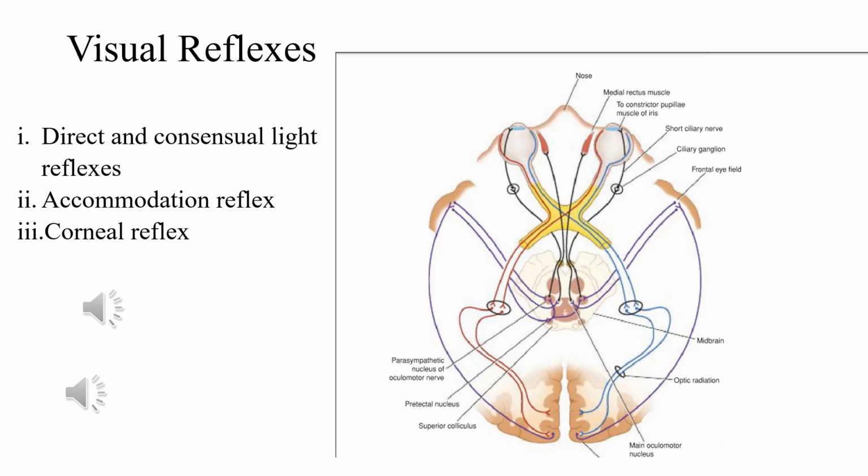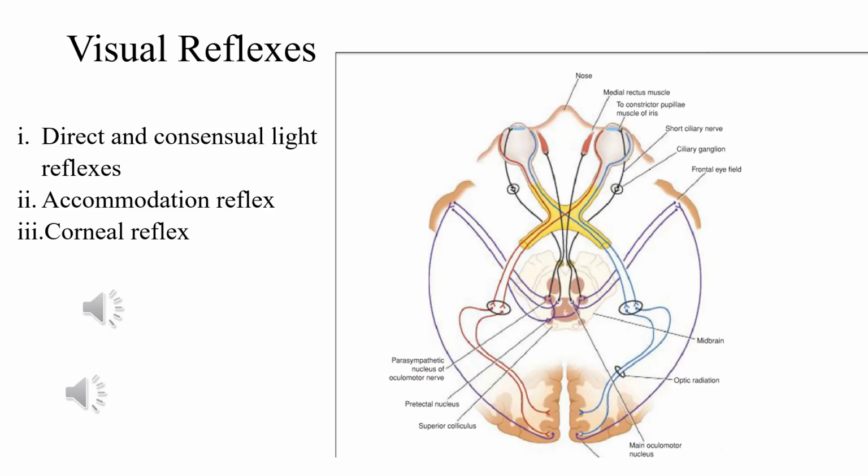The important visual reflexes which you must know at this level are the direct and consensual light reflexes, the accommodation reflex, and the corneal reflex. Now we will study these reflexes one by one. First of all, what is the direct and consensual light reflex? As you can see in this diagram, this is showing you the visual pathway, and then there are additional connections of some of the fibers of this visual pathway to different structures in the brain.